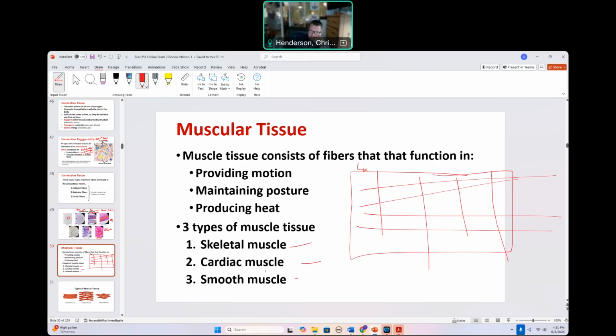Cardiac, what does it do? Pumps the heart. Smooth muscle, what does this do? It can control your hollow organs and your blood vessels and a lot of other autonomic functions.